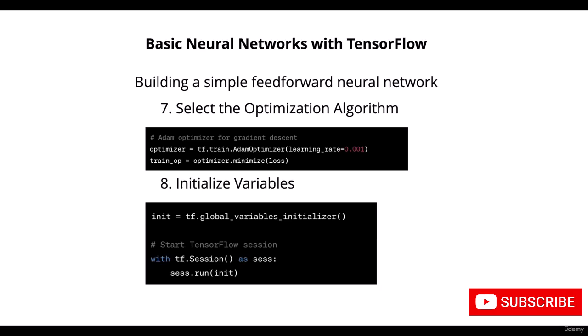Step number 8 is initialize variables. Before training the model, initialize the variables using a TensorFlow session. You can say init equal to tf.global_variables_initializer. Then, starting a session, you can say with tf.Session() as sess: sess.run(init).